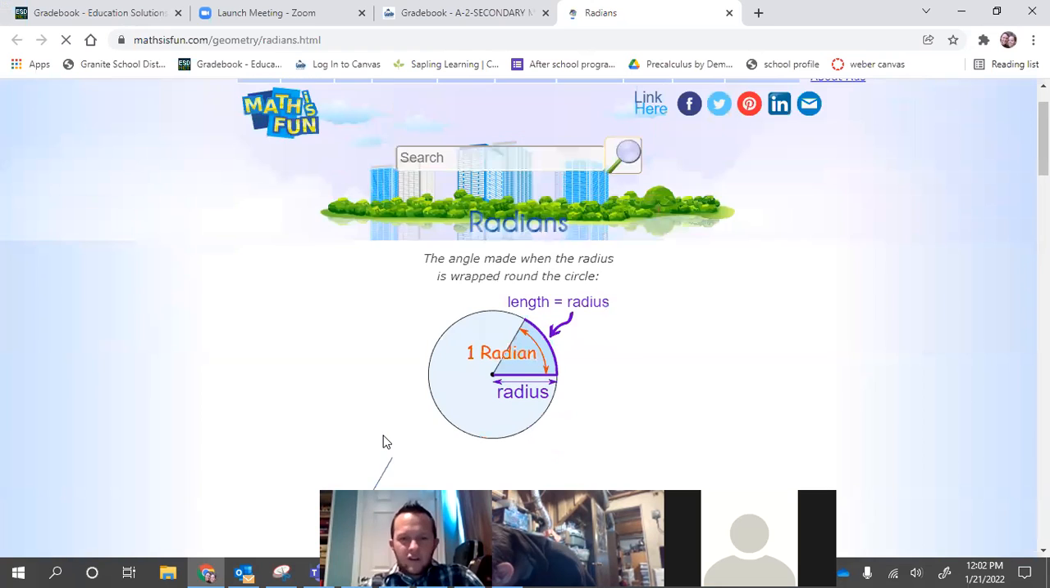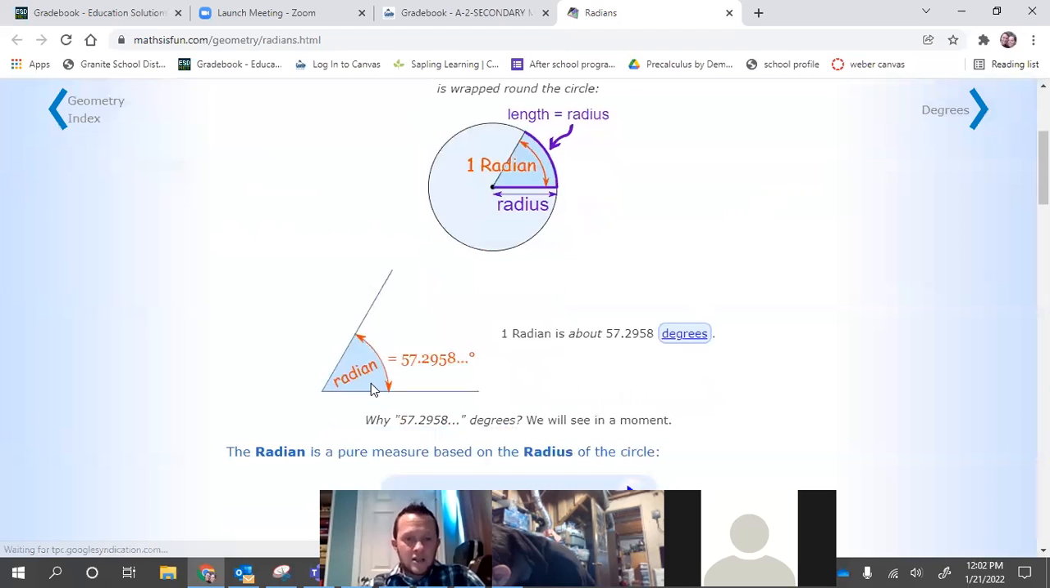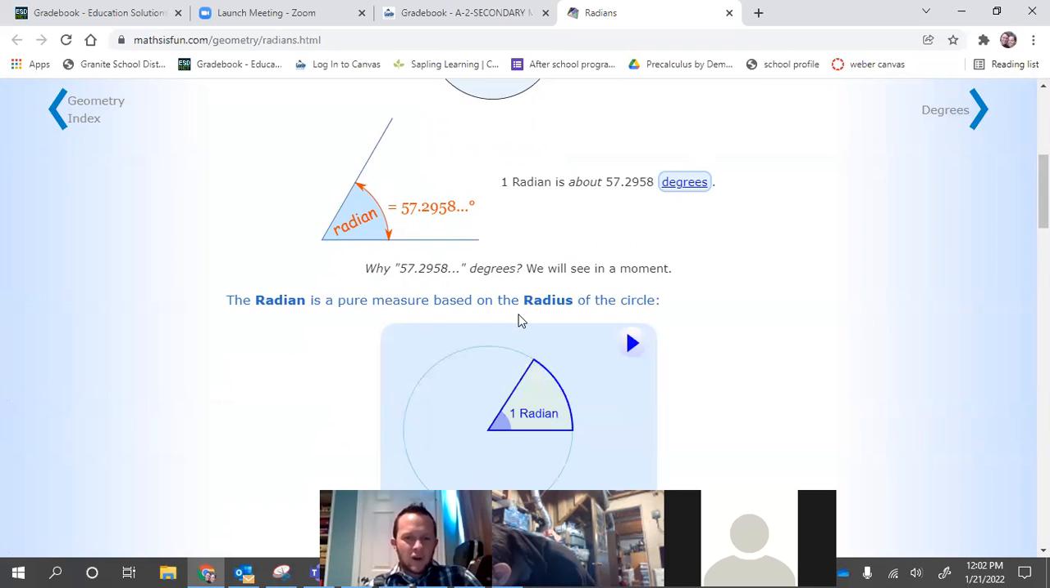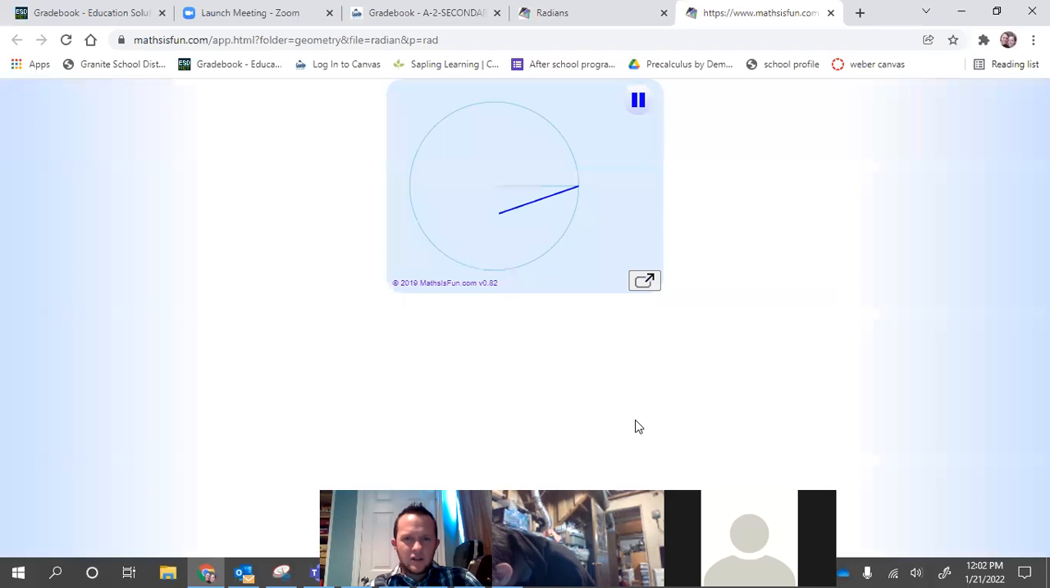So here is my circle, and here's a radius. And if I make the arc length here, the piece of the circle, also be the length of a radius, then I have made a radian. And it's about 57 degrees, 57.29. But the reason I wanted to show you this, watch this. This visual will help you see. And you see that? Pretty cool. That's how you create a radian.